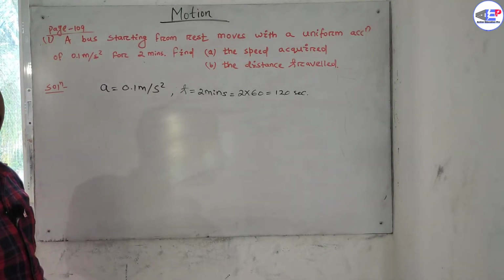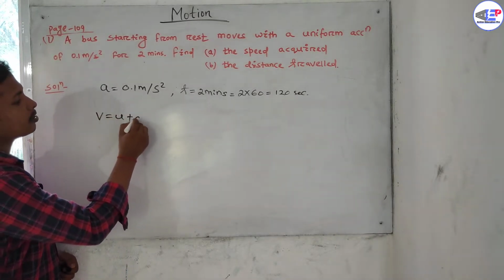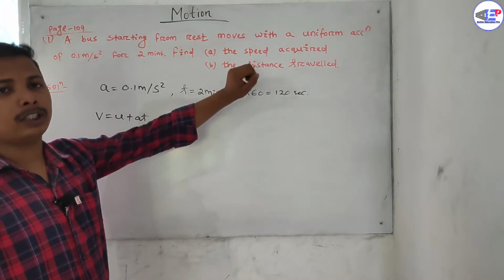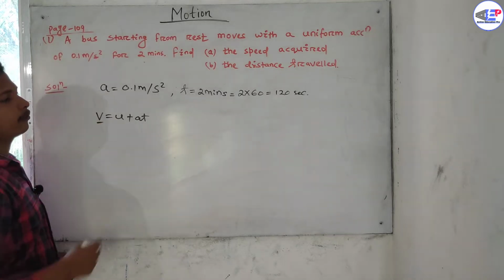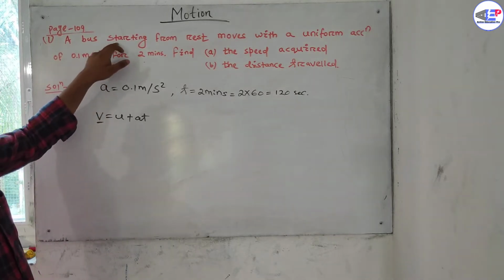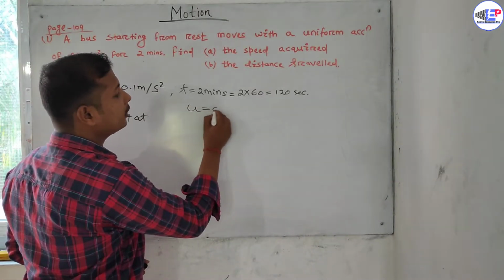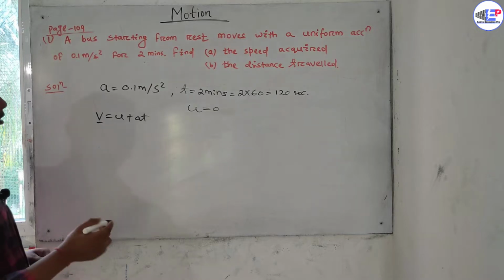First, we have to calculate the speed from the first equation of motion. We know that v is equal to u plus at. We have to find out the speed. Speed means the final velocity. We have to find out the final velocity v. Here, given that the bus starts from rest, it means its initial velocity u is 0. Let us calculate its speed, that is its final velocity.